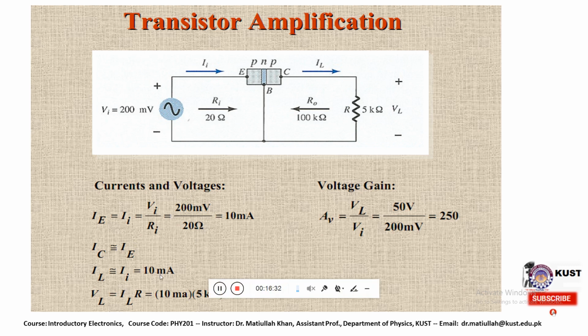So what is the effect of that? This is the input voltage. We have the current and voltage mentioned here, and the magnitudes are clarified. The emitter current is 10 milliamperes, and the collector current is almost equal to the emitter current. So this is the voltage gain, the ratio we developed in the previous slides. From this we get the amplification, a voltage gain equal to 250. This means we can use the same transistor as an amplifier.